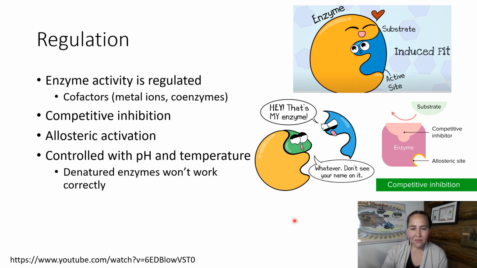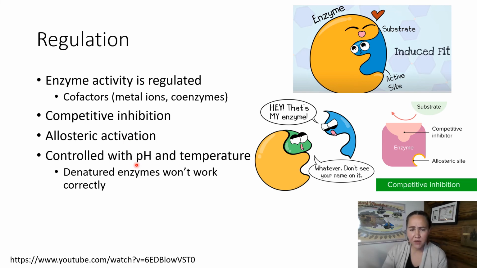The other kind of inhibition is allosteric regulation. So you see here an enzyme, and it has its active site here, and because the allosteric site has been activated, the substrate doesn't fit quite well. However, a competitive inhibitor does indeed fit that space really well.